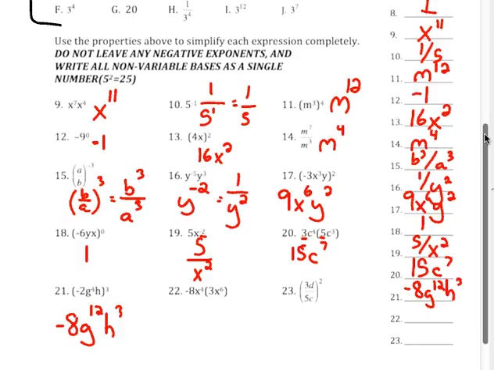Number 22 is very similar to number 20, okay? So for number 22, again, you're just going to multiply your normal numbers to get a -24. Then for the x's, I have x to the 4 times x to the 6. So I have 4 over here, 6 over here. That is going to give me a total of 10.